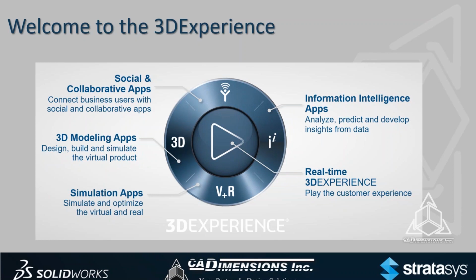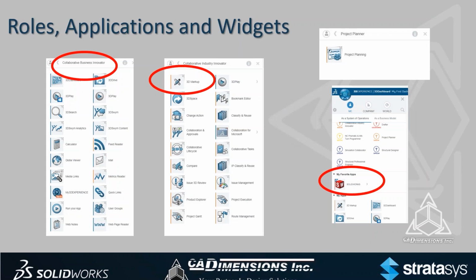So last week, we brought you through roles, applications, and widgets. And we focused on the business innovator role, and we showed you the drive, and we showed you the play and the search tools and the swim, which was kind of important, the communication tools. This week, we're going to go into both SolidWorks, but we're really getting into what's called the industry innovator role. And the real focus here is going to be on collaborative lifecycle. And then I'm going to touch on collaborative tasks just lightly, just to give you an idea.